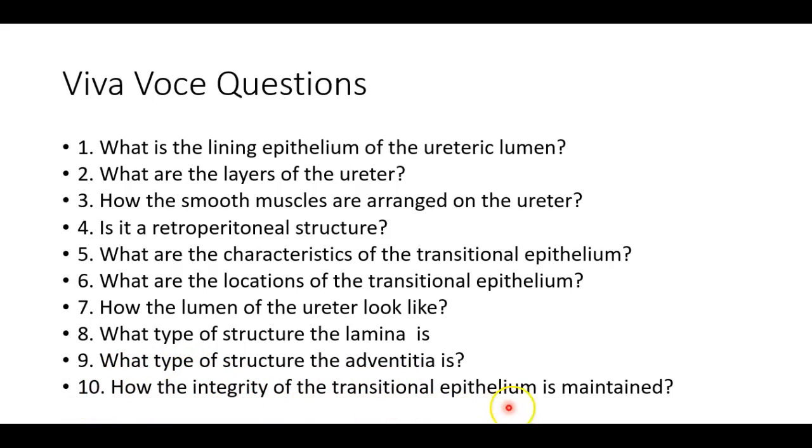How the integrity of the transitional epithelium is maintained? Transitional epithelium integrity is maintained by the intercellular junction like macula adherens, also called desmosomes, also zonula occludens. Zonula occludens is important. It prevents the entry of toxic material like urine to the underlying connective tissue, into the underlying cells. And macula adherens, it maintains the integrity of the epithelium, so that it will be relaxed, it will be contracted, the ureter, without losing any integrity.